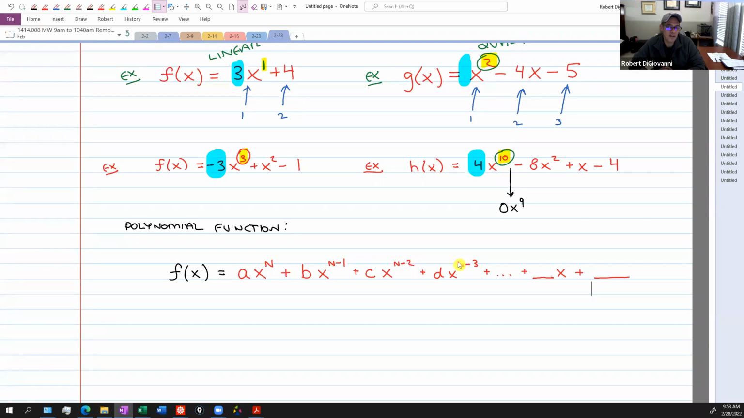How many letters are there in the alphabet? 26, right? Okay, so I'm already using an X and I'm already using an N, so I can't use those, which leaves me 24 letters.